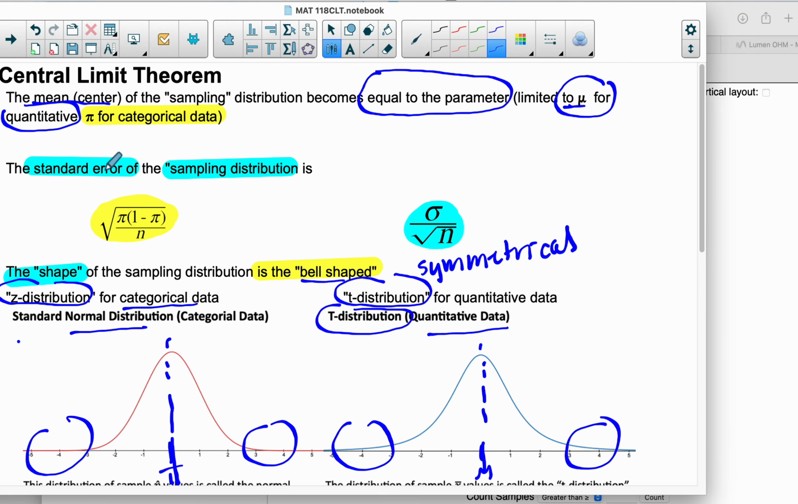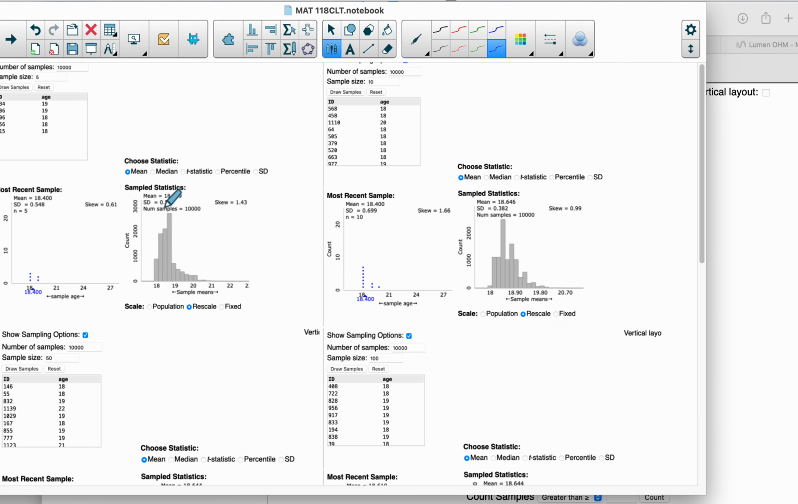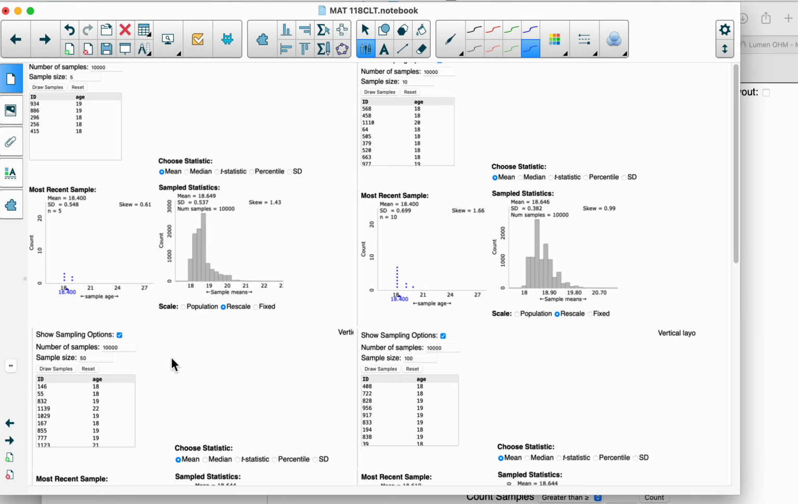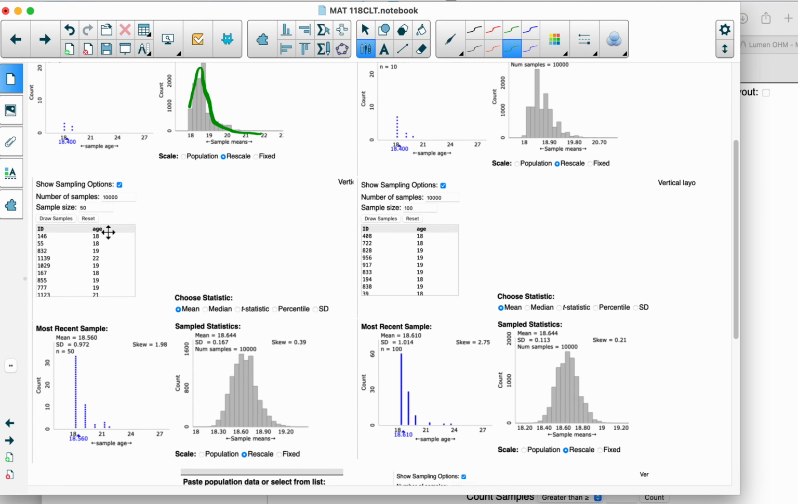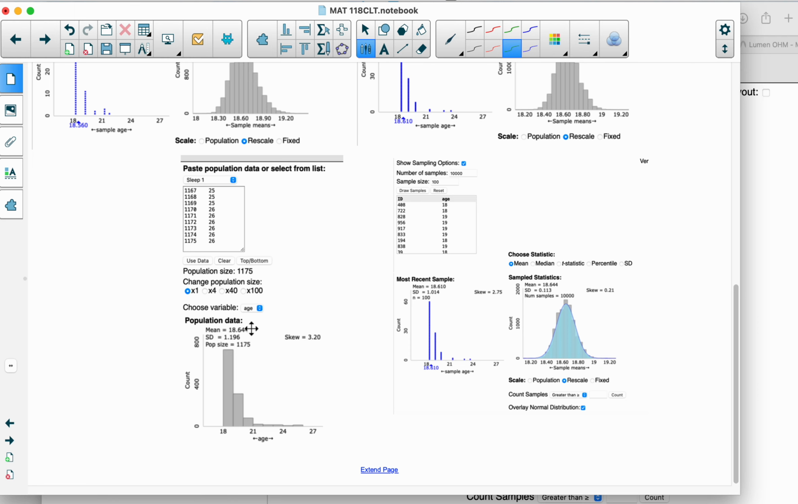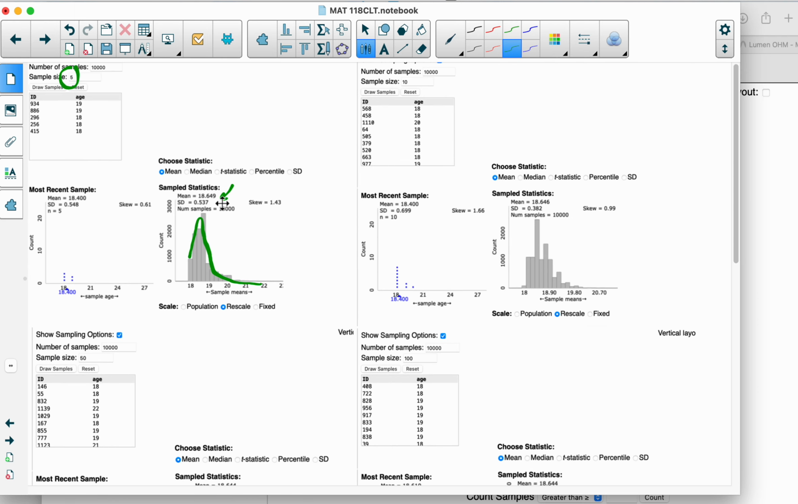All right, so let's go back and compare this. I've got here a cut and paste view. So here is where I had a sample size of 5. I can see this does not look very symmetrical, right? And I can see that my mean is 18.649 versus my population data, which is 18.644. So it's close, but it's not exact. The bigger my sample size, the mean gets closer, and it starts to look a little bit more symmetrical.